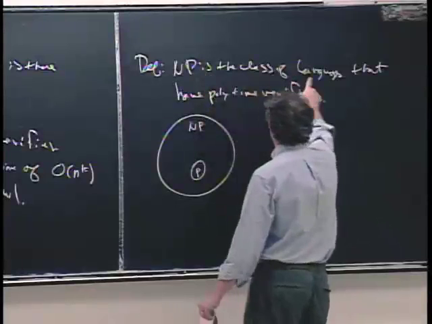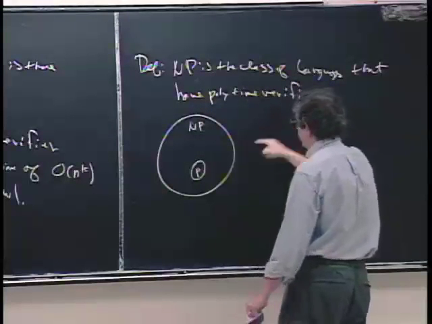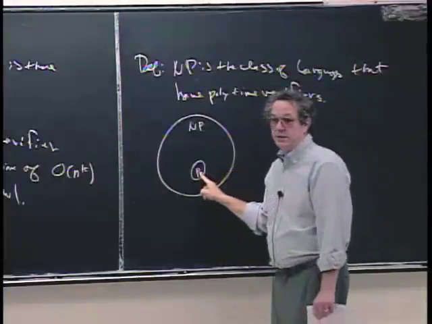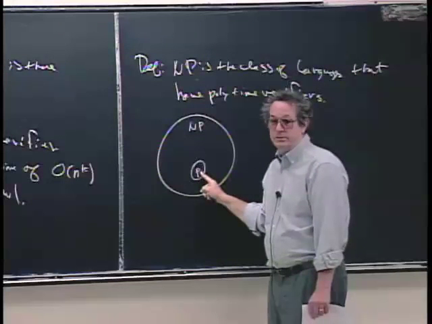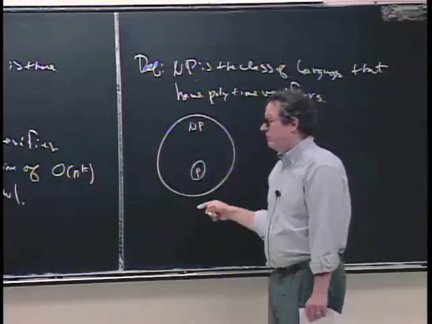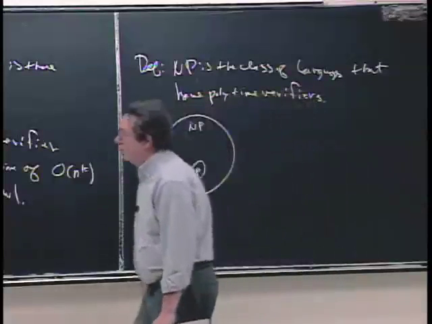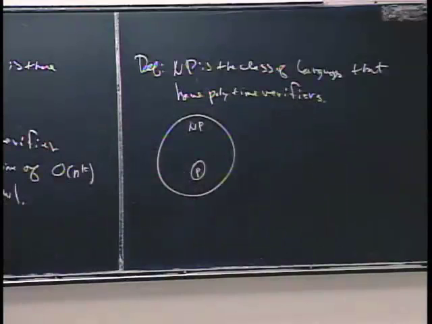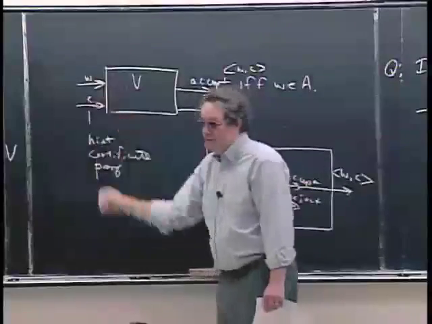NP is the class of languages that have polynomial time verifiers, and P is the set of languages that have polynomial time deciders. So it's easier to have a polynomial time verifier than a polynomial time decider. A verifier looks a lot like a decider, except that you have this extra hint, or proof, or certificate. That suggests the word verifier. A verifier is intuitively verifying that some particular solution is correct.